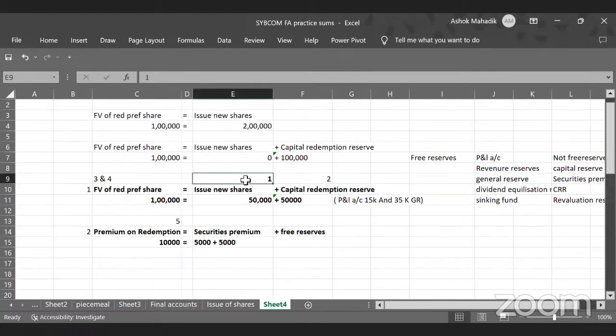So redemption, third and fourth entries also done. We started with new issue entry, then CRR entry, then redemption two entries. One it becomes due and we pay. That is the fourth entry. Now writing off this premium on redemption is the fifth entry. So I'll write the entry. Which reserves are we using? Say for example, securities premium we are using 5,000. Just give some space so that you can understand here. And in free reserves, we are using, suppose, P&L account.